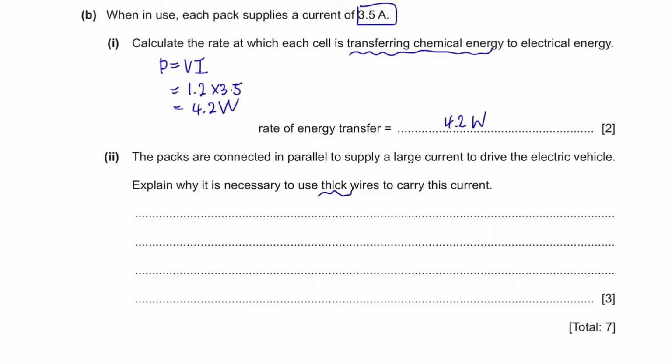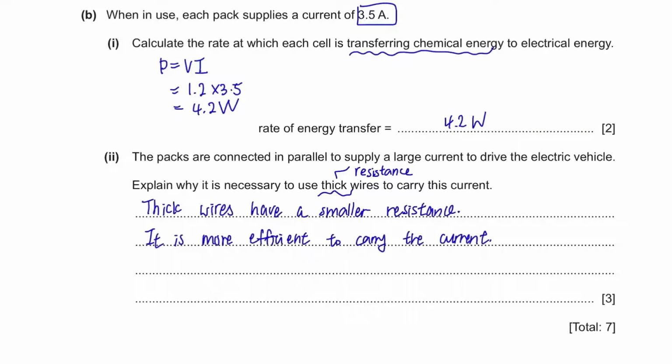Firstly, the thickness of the wire is always related to the resistance of the wire. Thick wires have smaller resistance, so it's more efficient in carrying the current. Also, if there is less resistance, there will be less heat produced in wires, so there will be less risk of fire or insulation melting.